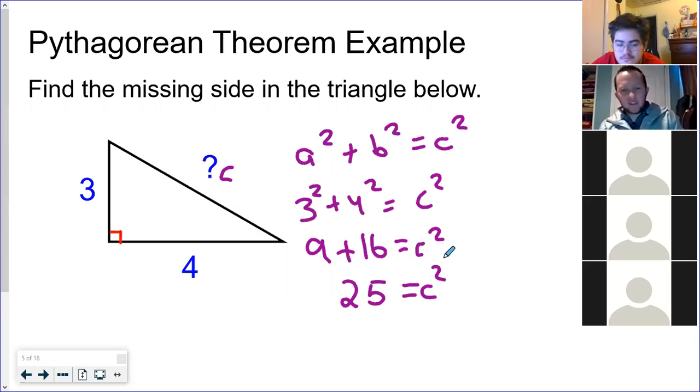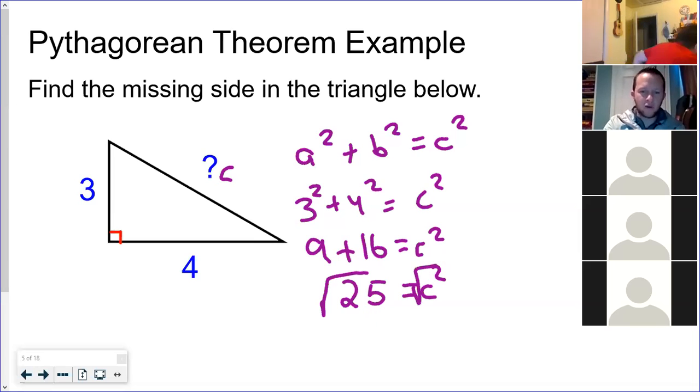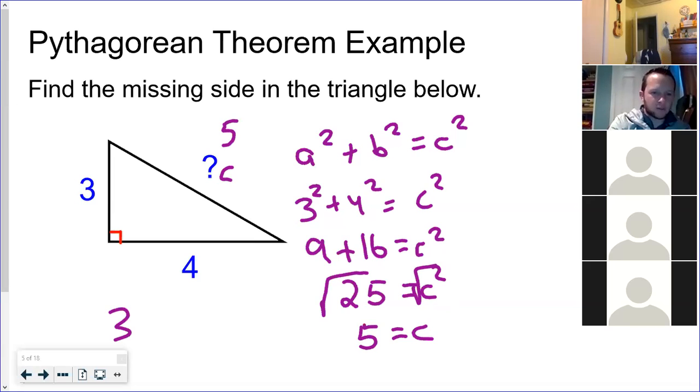So that's what C squared is equal to, but we don't want just C squared. We want just C. So how do we undo a square? We square root it, and that gives me 5. The length of the hypotenuse is 5. And this gives you a Pythagorean triple, which is called the 3, 4, 5.